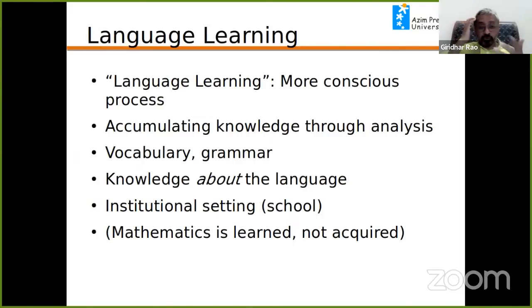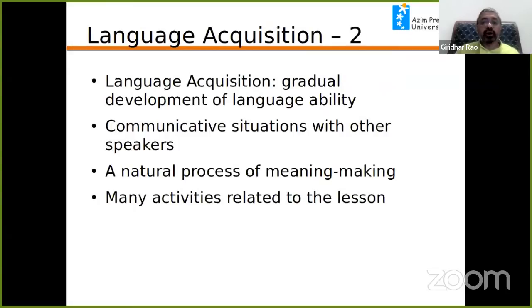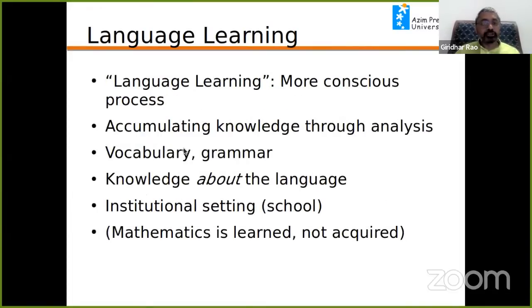A good example might be that you can argue that mathematics is not acquired, it is learned. This is how the mathematical facts, mathematical procedures are learned. They are not acquired. Unlike language, which is through communicative situations with other speakers, right? There's a natural process of meaning making here. There's a conscious learning here.